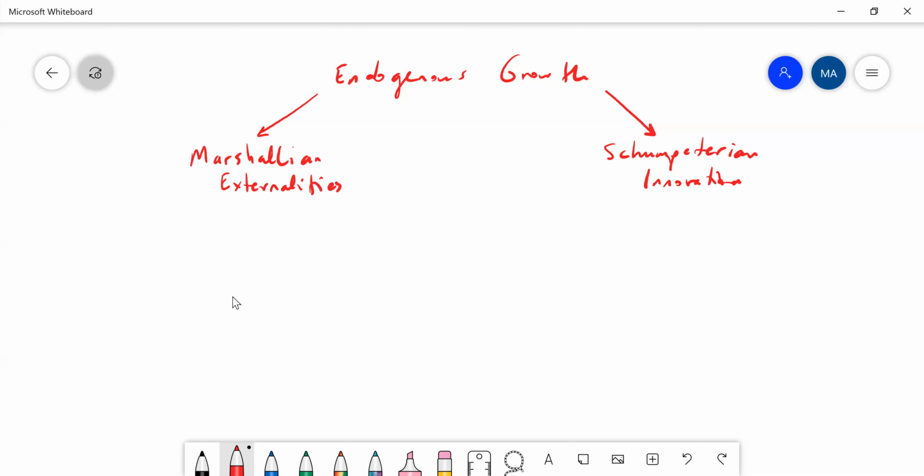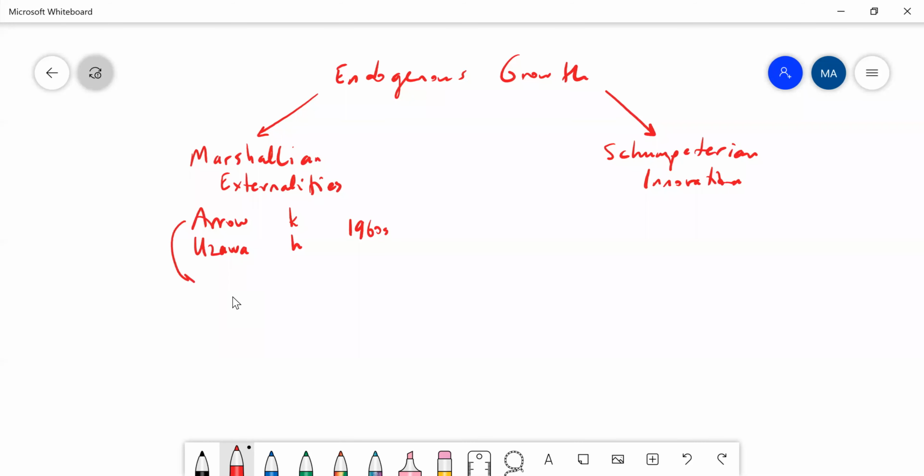Okay. Now, in Marshallian externalities, we have some early work by Kenneth Arrow for physical capital accumulation. Okay, and some early work again by Uzawa on human capital accumulation. All right. So these are 60s. These are the models that were developed in the 60s.